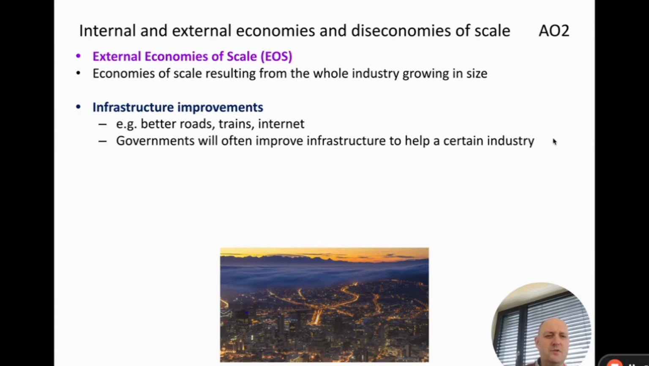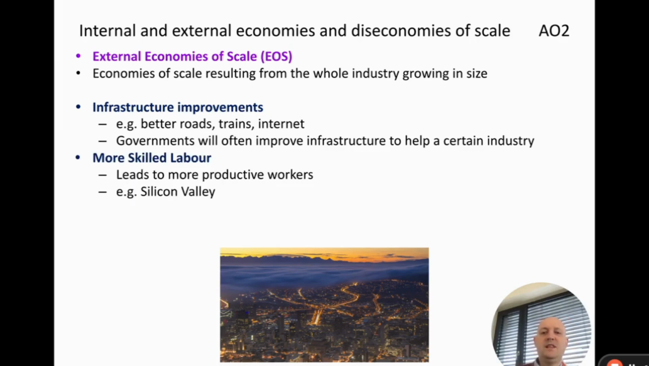Why would the government do this? Well, they may see that there's going to be better job opportunities. It's going to help the local economy, more taxes for the local government, etc. And so as the government builds better roads, trains, and internet, then it's going to make that business become better and more efficient. So, for example, if there's better roads, then they can deliver their products quicker, and so delivery costs are going to go down.